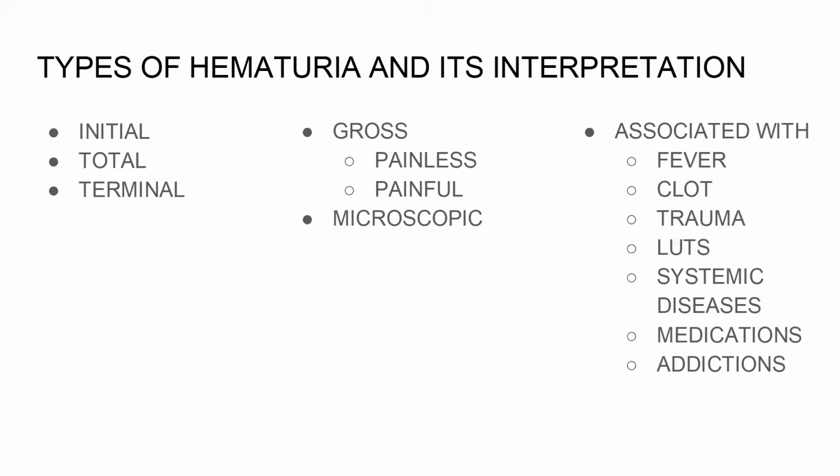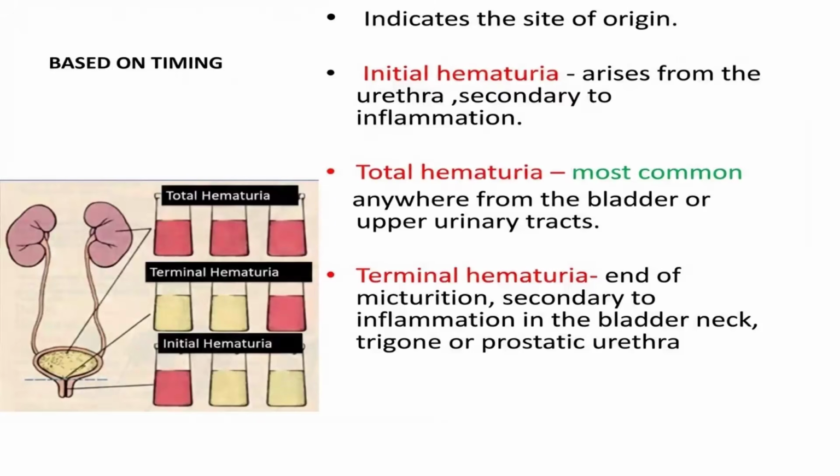Harshu, go ahead. Talk about that. Yes, sir. Based on the timing, which indicates the site of origin, initial hematuria would be more commonly arising from the urethra secondary to inflammation. Total hematuria could be from anywhere, from the bladder or upper tracts. Terminal hematuria occurs secondary to inflammation in the bladder neck, trigone, or the prostatic urethra.